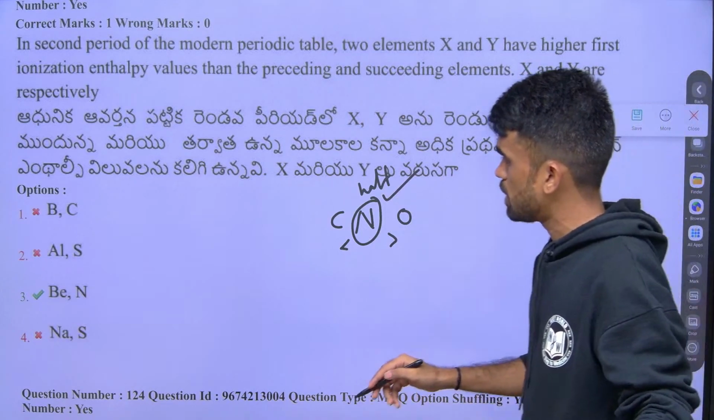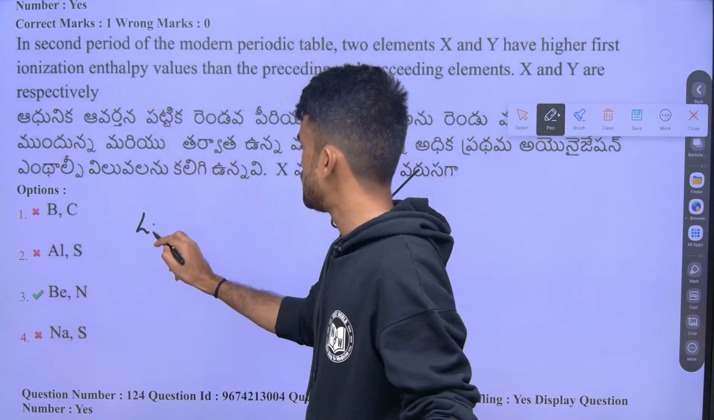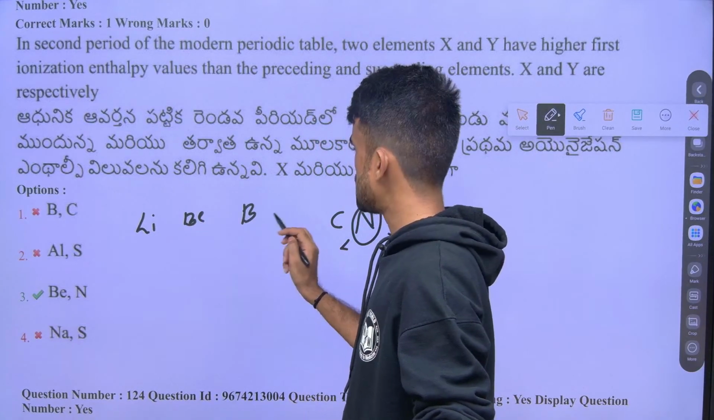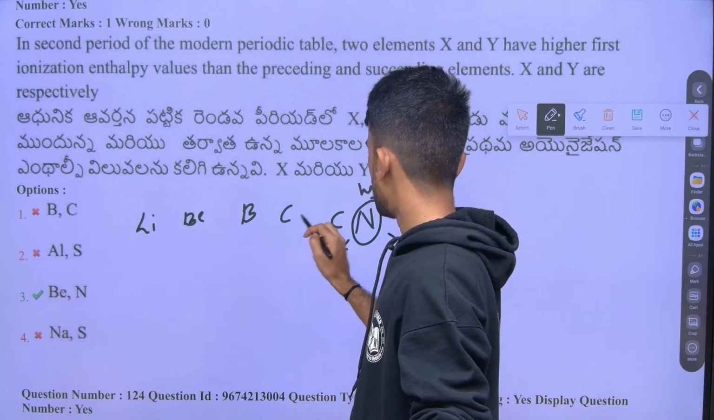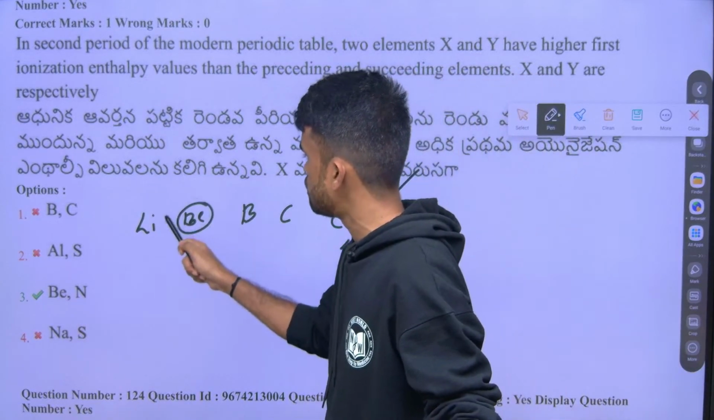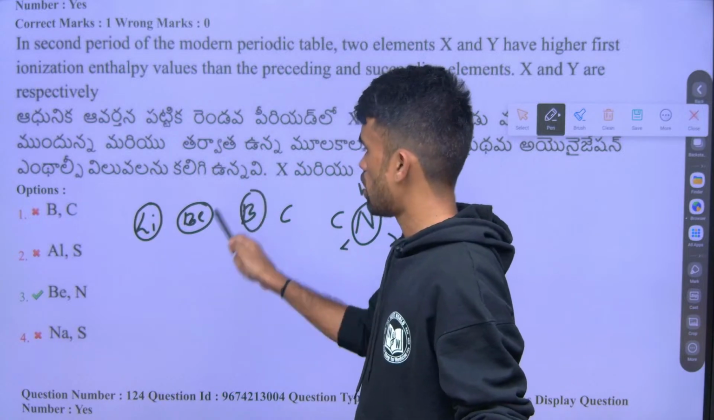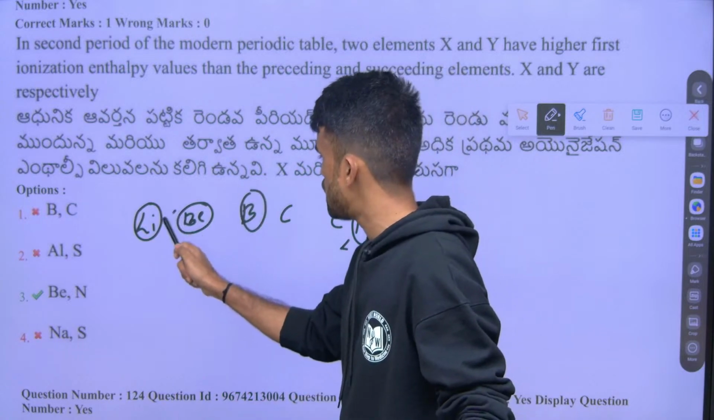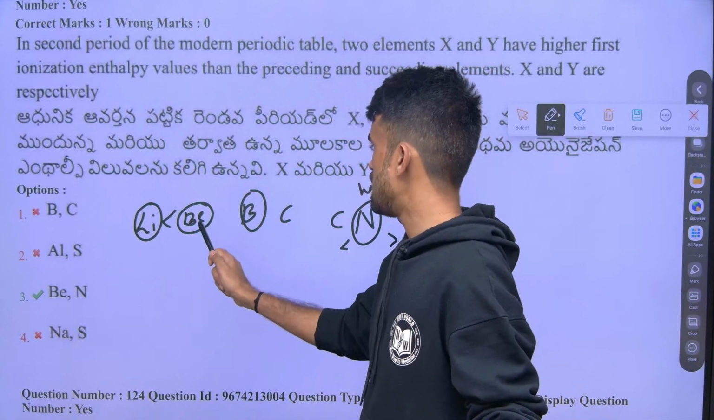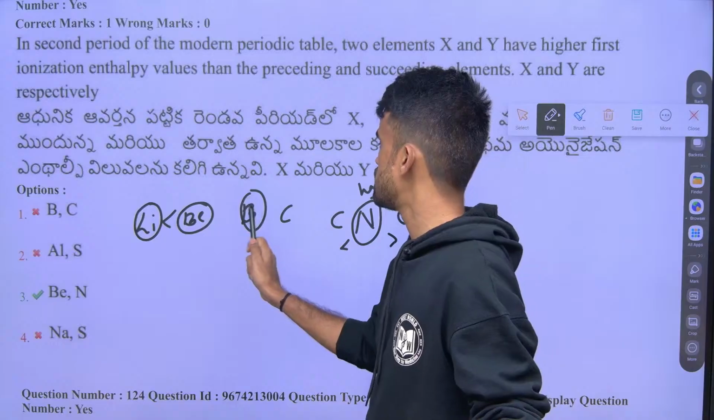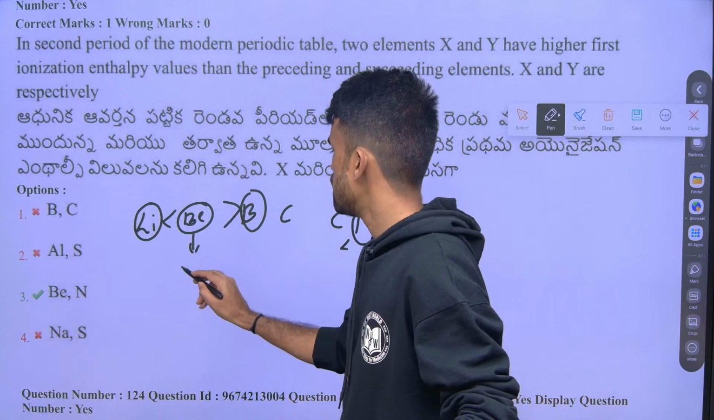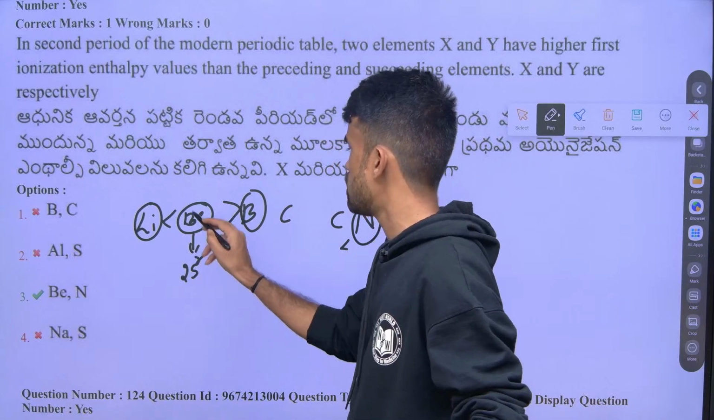And in the second period, what are the other elements we have? Lithium, beryllium, boron. Then next carbon, nitrogen, like this. Here again if you compare beryllium with lithium and boron, beryllium will have more ionization energy than lithium, as well as more ionization energy than boron. So what is the reason here? Because of the 2s2 electronic configuration of beryllium.